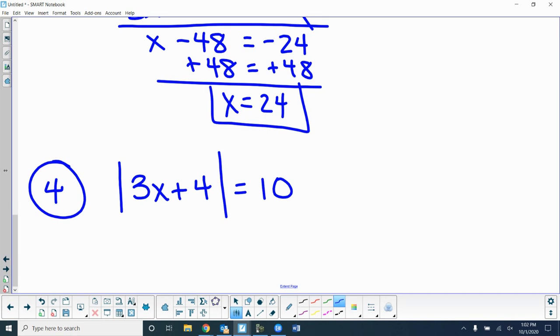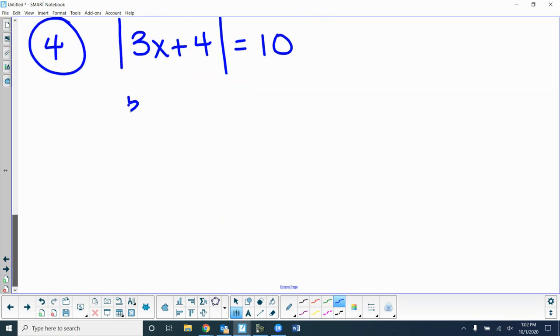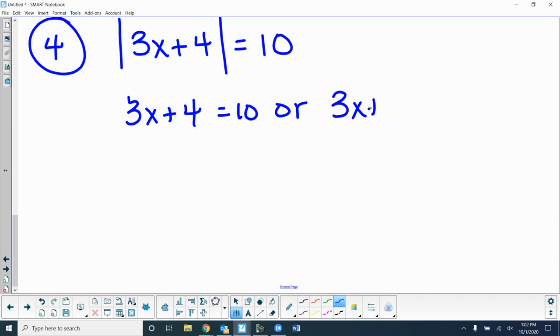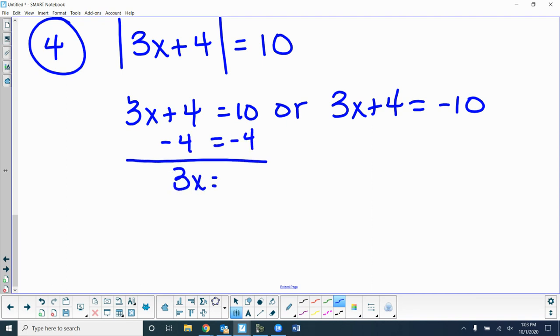This one, we just write our 2 problems. 3x plus 4 equals 10. That's all the same. Or this doesn't change. It stays 3x plus 4. Only thing it changes is the 10 becomes negative 10. Okay? Every year I get a few students that'll change what's inside here. Don't change that at all. Just change this to negative on this side. And again, from here, it's really easy. You guys know how to solve an equation.